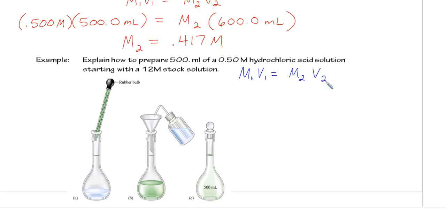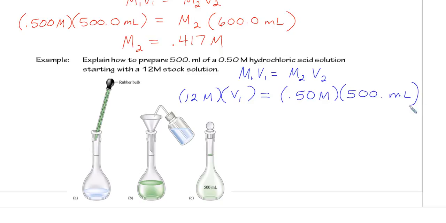M1V1 equals M2V2. I want to make a dilution. The original molarity is 12 molar. But we don't know the original volume. How much of that should I use? I know what I want, though. I want a final solution that is 0.5 molar. There we go, 0.50 molar. And I know that I want 500., I like this, decimal spot, milliliters.